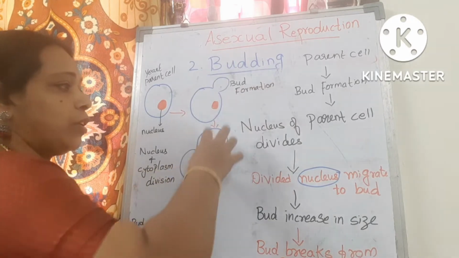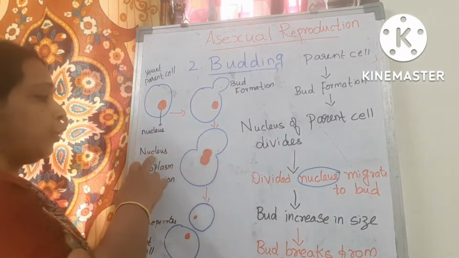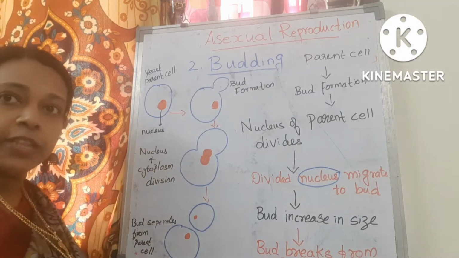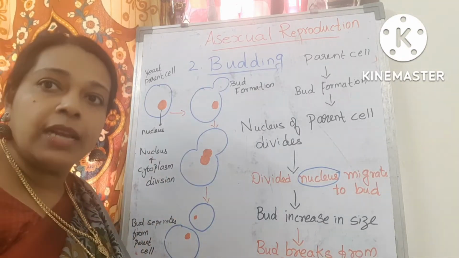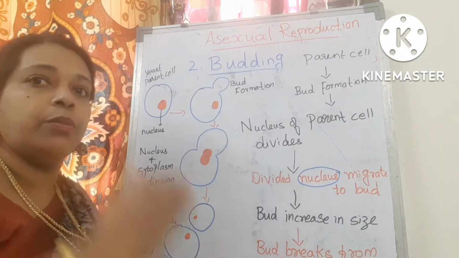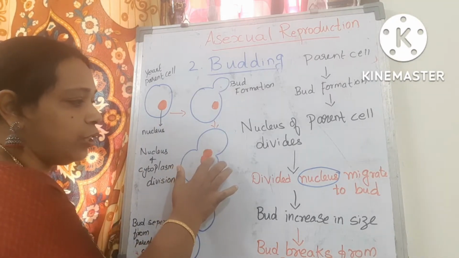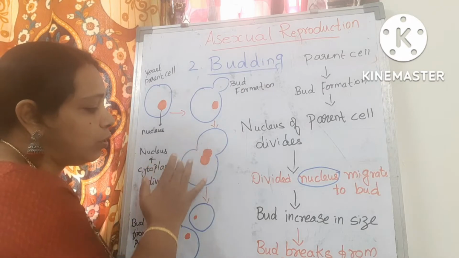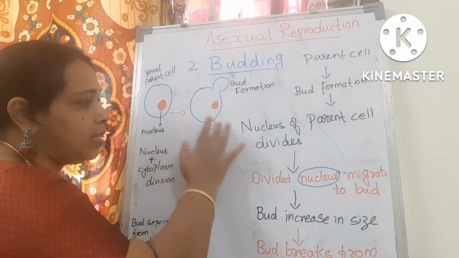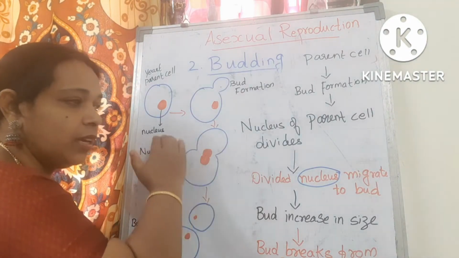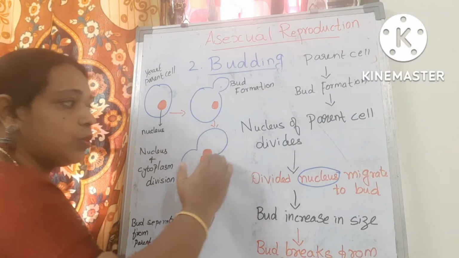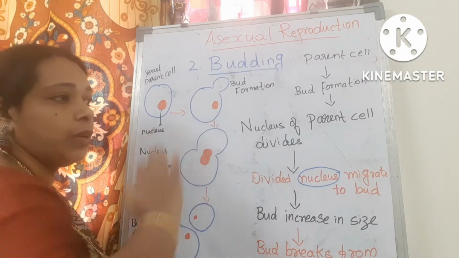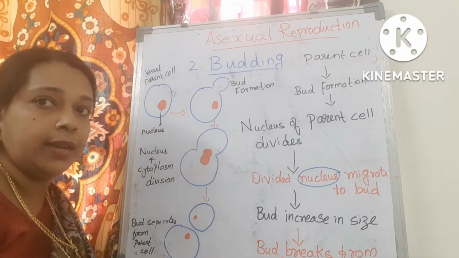After this bud formation, nucleus and cytoplasm division occurs. The nucleus divides by mitosis, and the cytoplasm also divides here. So this is the nucleus, it is becoming two. And this is the cytoplasm, which is also dividing. One nucleus will be in the parent cell, and the other nucleus will go into the newly formed bud.